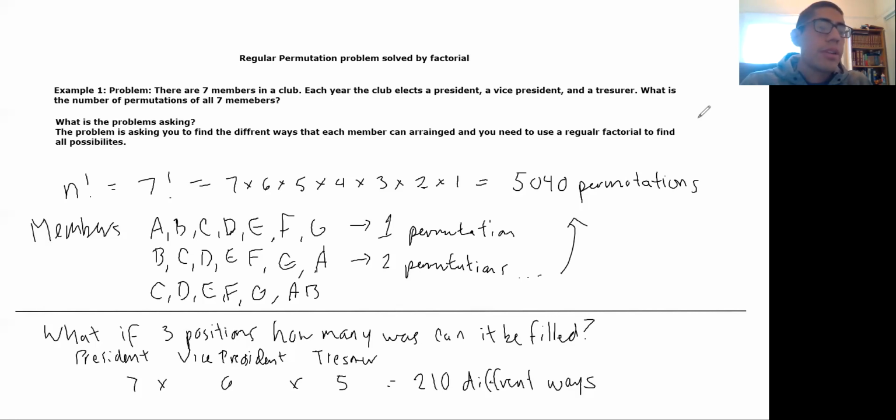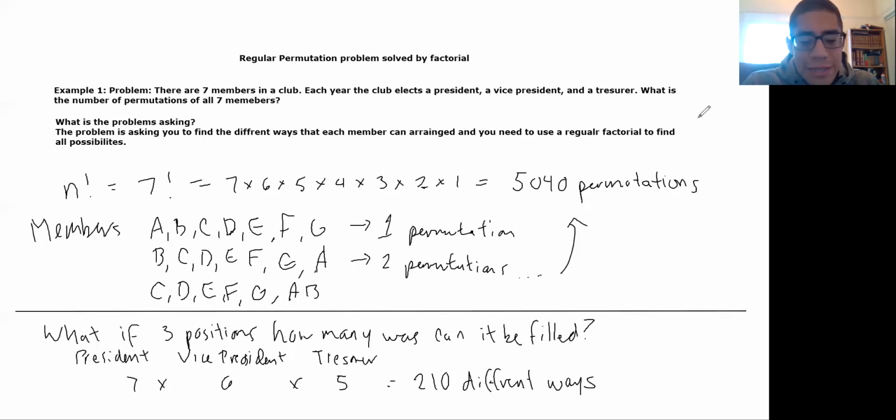Okay, so here they're just asking for permutations. A way of thinking about permutations is the different possibilities of that event happening. It's not quite that, but you'll see what I mean when we get into the math. So what is the problem asking you here? The problem is asking you to find different ways that each member can be arranged, and you need to use a regular factorial to find all the possibilities.